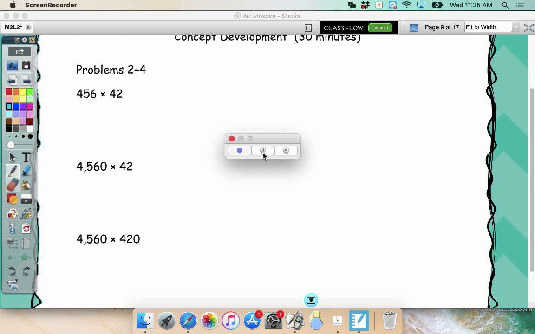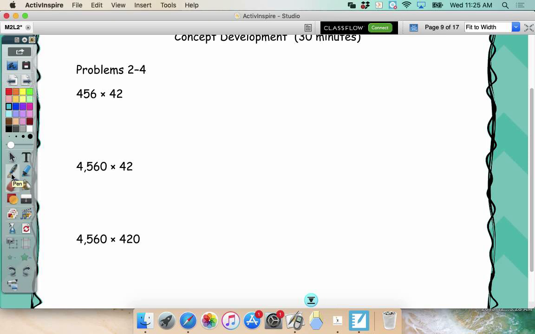What do I do when I'm estimating? Round. And I'm actually going to round to the highest place value. So I will circle the first number.